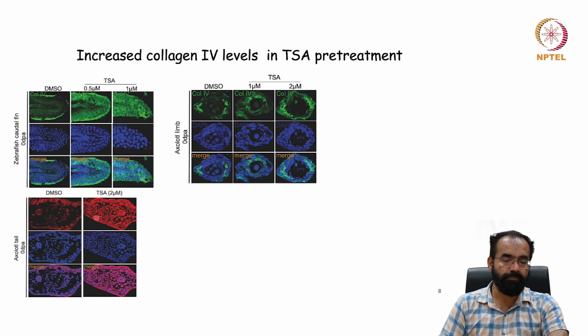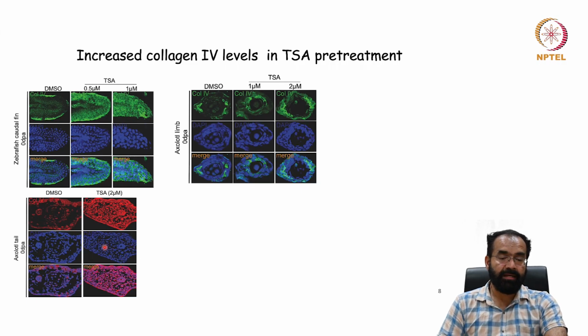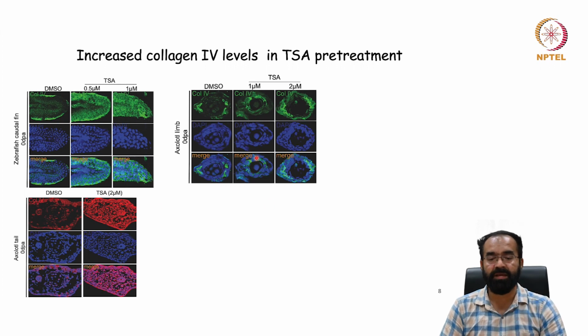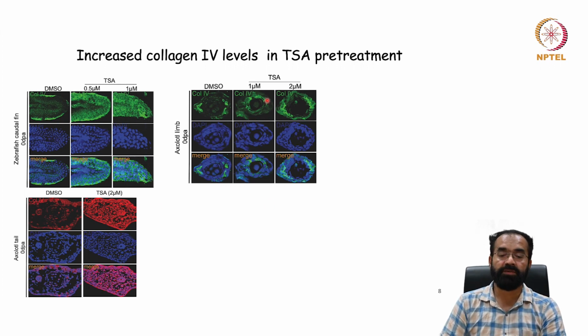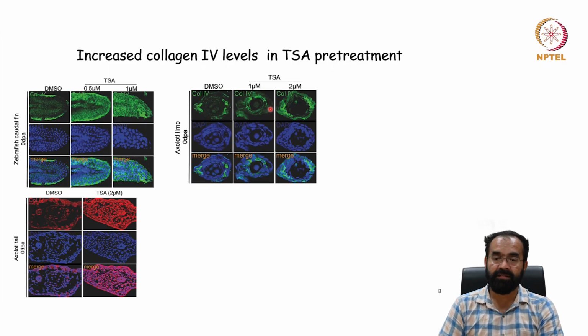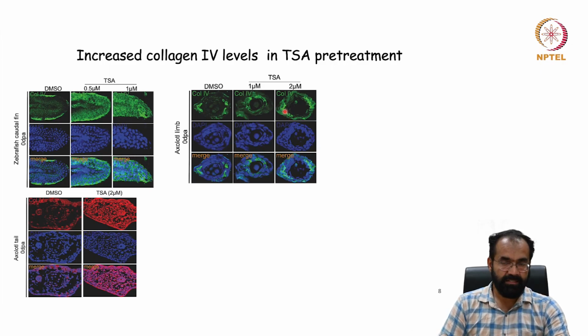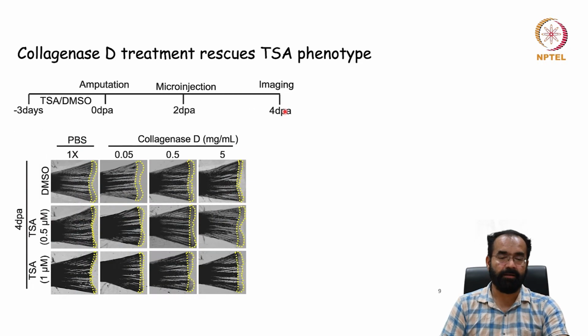You can also see in the axolotl tail there are increased levels of collagen 4, and you can see this is the DMSO level. This should have been the actual level, but because of the TSA treatment you have an increase in level. Same here, 2 concentrations of TSA have been tried in the limb. You are having an increase in the levels of collagen 4 because of TSA treatment, or blocking the HDAC.